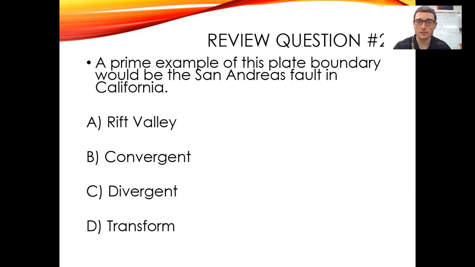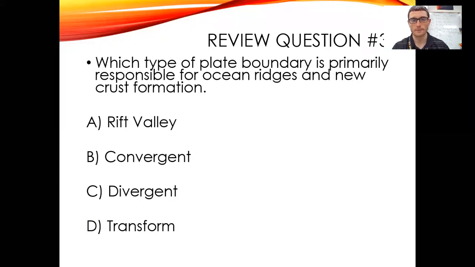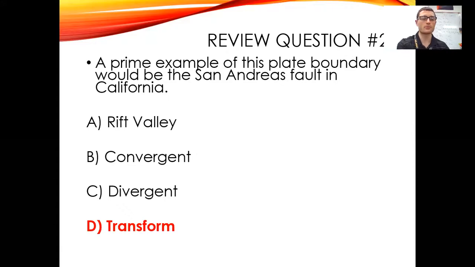A prime example of this plate boundary would be the San Andreas Fault in California. A, Rift Valley. B, convergent. C, divergent, or D, transform. Pause video, see what you think you know. And it's going to be D, transform. Okay. All right. We're going to go ahead and move on, guys.